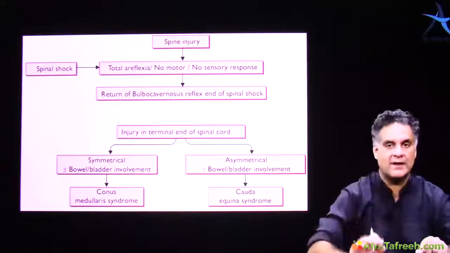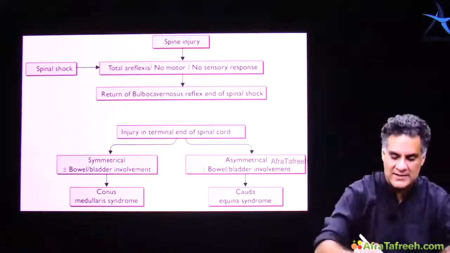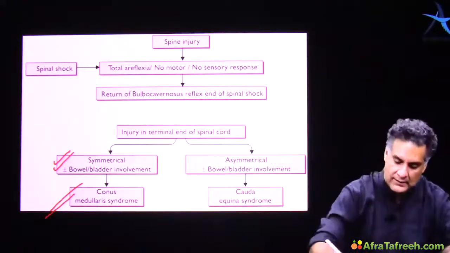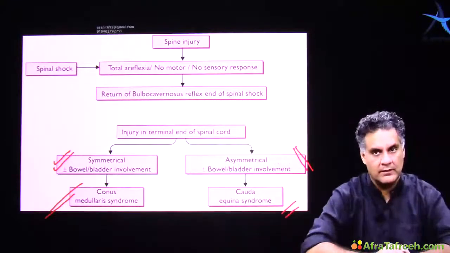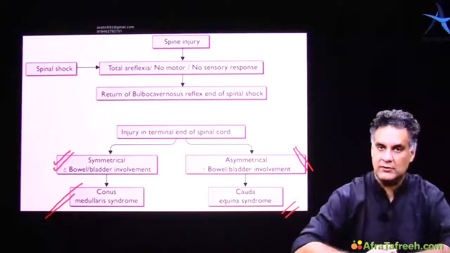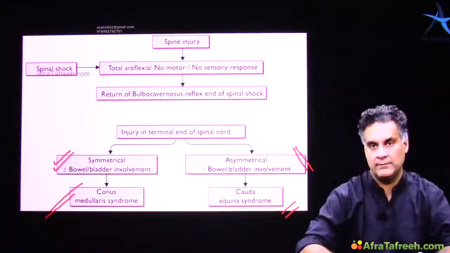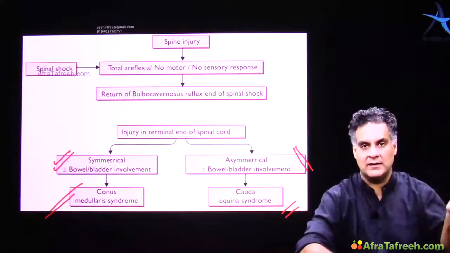In the lower part of the spine, where the nerve roots are there and terminal spinal cord is there, if you have a symmetrical damage with bowel bladder involvement, it's called conus medullaris. And if you have asymmetrical involvement, it's called the cauda equina syndrome. So the difference is, in cauda equina only the right side can be affected, whereas conus medullaris will usually have equal involvement of both the right and the left lower limb. These three terms are very importantly asked. Rarely all the three will be a question in the exam.